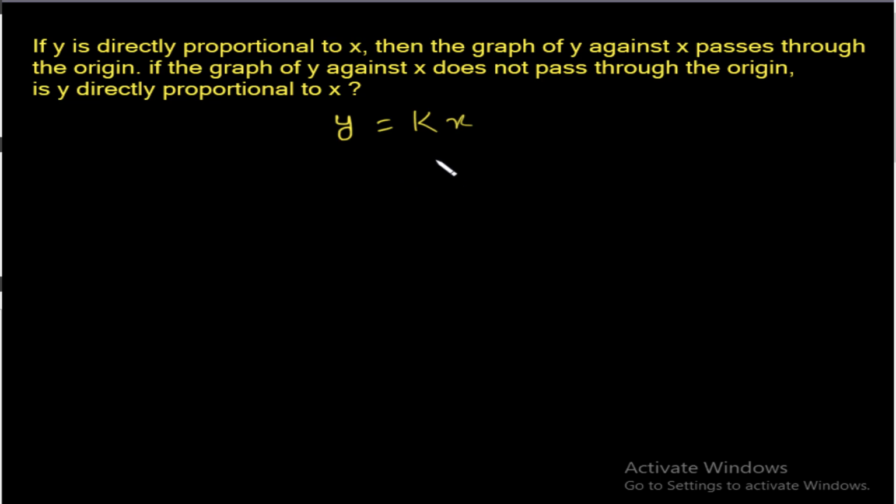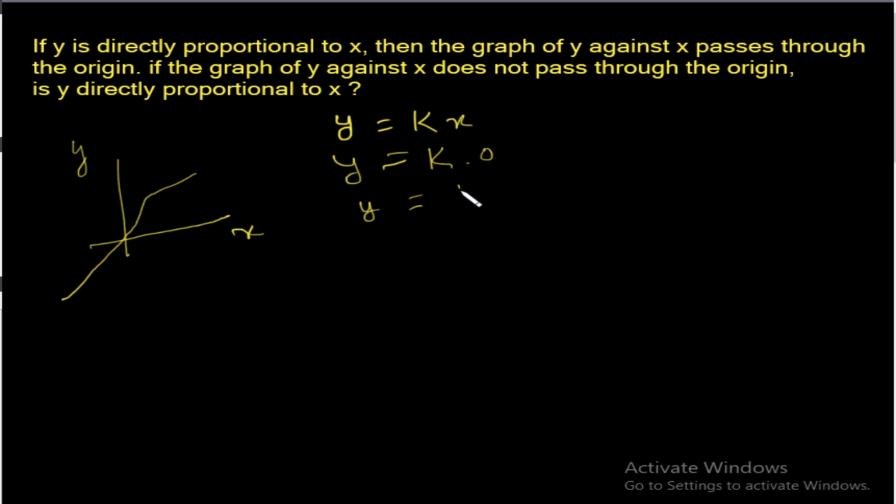For a direct proportionality relationship, the graph of y against x will be a straight line that passes through the origin. This is because when x = 0, y = 0. Like if I put x = 0, then I will get y = 0.